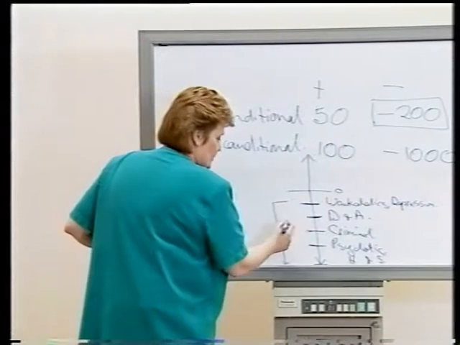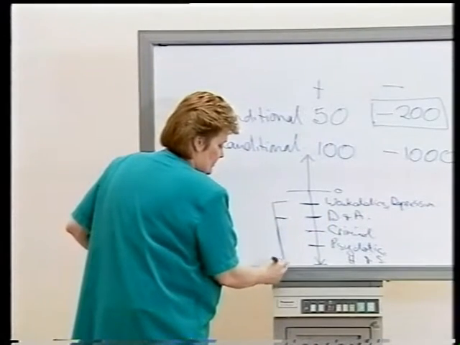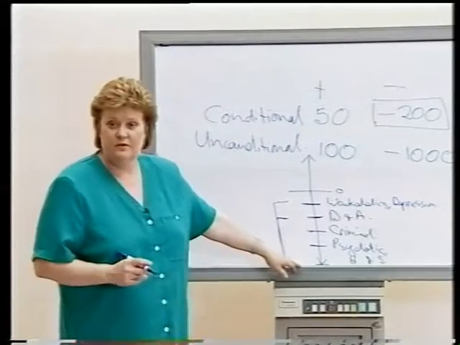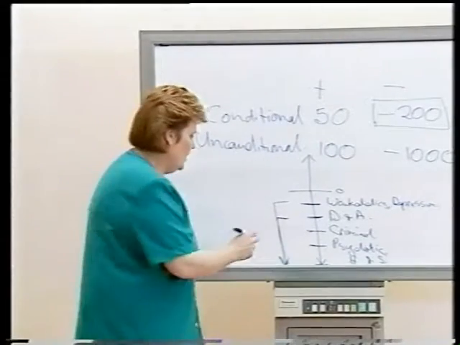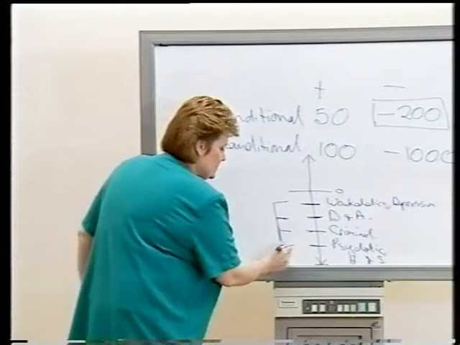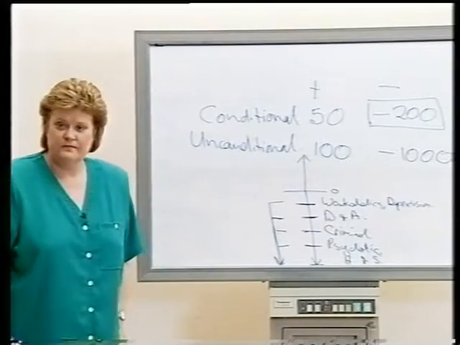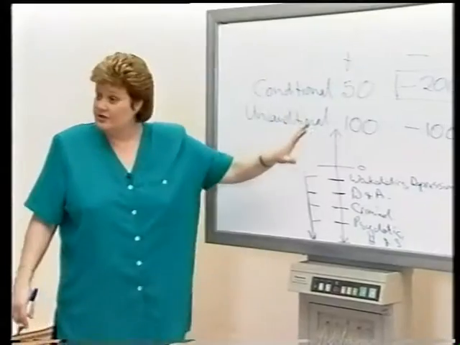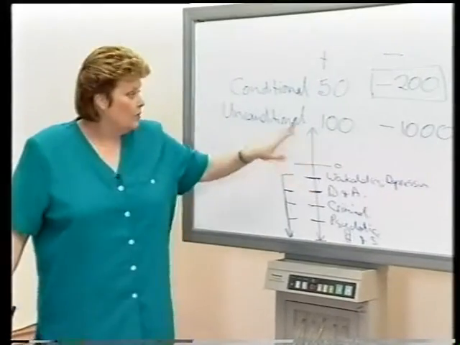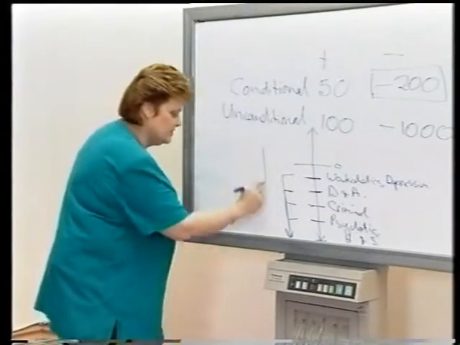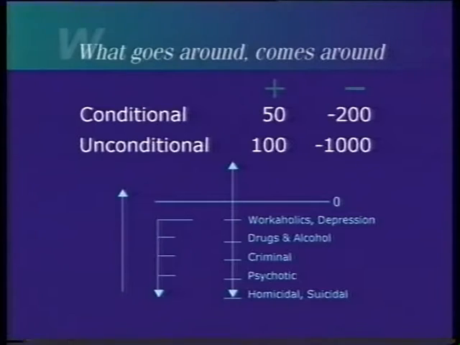Drug and alcohol abuse can appear at that level but can go down to the most extreme forms. Criminal behaviour likewise, psychotic behaviour likewise. Now, the good news is that like any other bank balance, once you start depositing the positives, you can begin to bring that balance back up into the black instead of down here in the red.